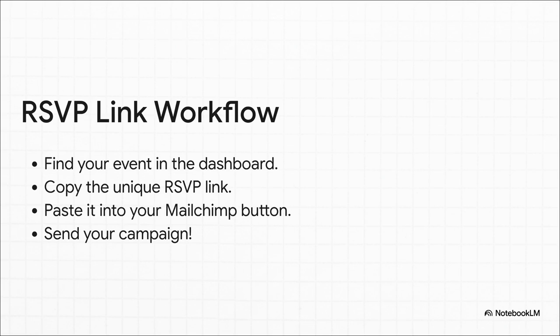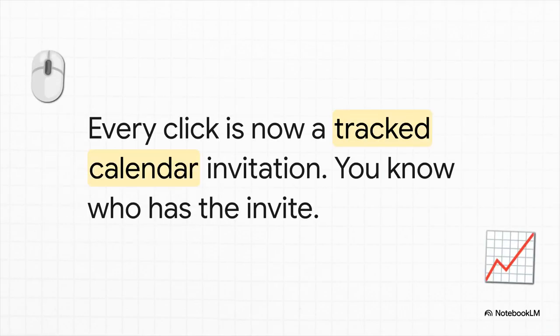And putting this thing to work is just as easy as setting it up. You just go to your dashboard, find your event, copy its unique RSVP link, it's just one click, and you paste that link straight into a button in your MailChimp campaign. And just like that, you're ready to send. And here it is, the big payoff. When someone on your email list gets that message and clicks that button, they don't just get sent to some generic landing page. No way. They immediately get a calendar invitation sent directly to them. And this is key. Every single one of those clicks is tracked. You know exactly who clicked and who has the invite on their calendar.